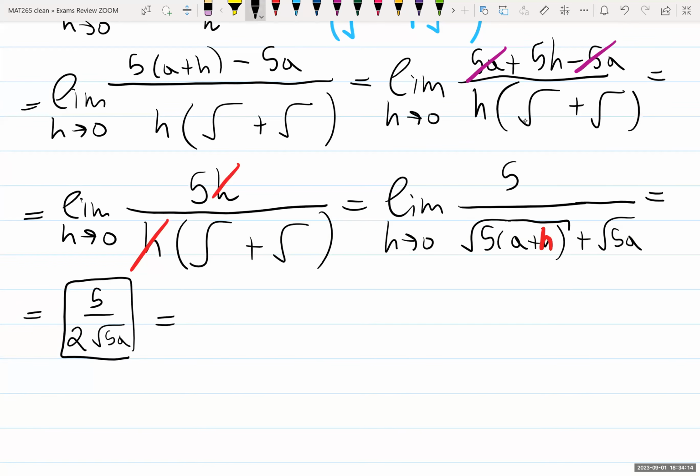Do you mean the rationalizing the denominator thing? 2 over 5a times 5a over 5a. That's what people do sometimes to rationalize the denominator. That's what you mean?